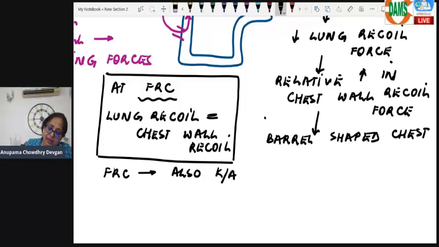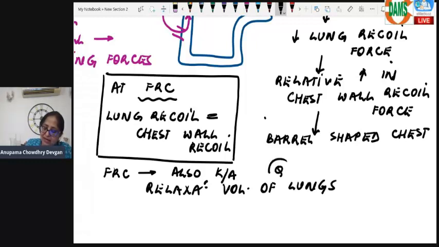FRC is also known as the relaxation volume of the lungs. Neat question: why is it known as relaxation volume? Because at FRC, all muscles are relaxed, including the diaphragm. And at this point, lung recoil and chest wall recoil are equal and opposite to each other. So this is what is meant by lung recoil and the chest wall recoil force.